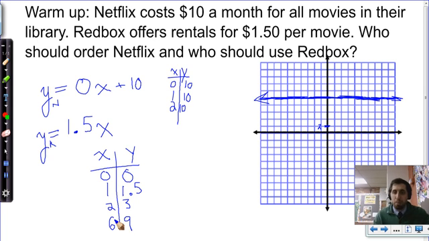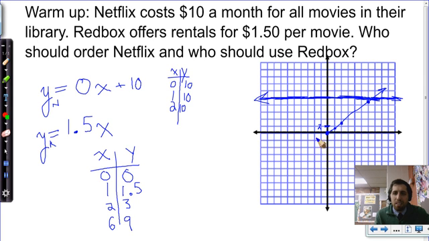And so let's plot this one as well. So 0, 0, but then it goes up to 1, 1.5, 2, 3, 6, 9. Yeah. And we have a linear equation for that as well.